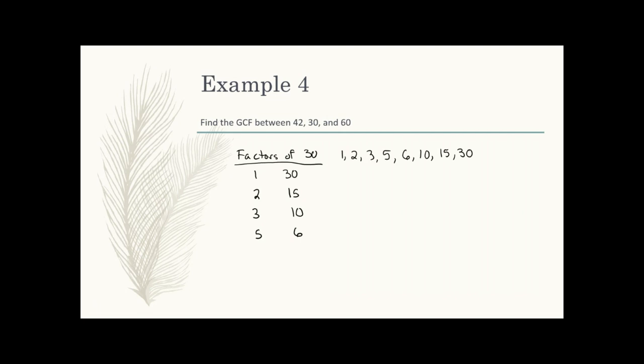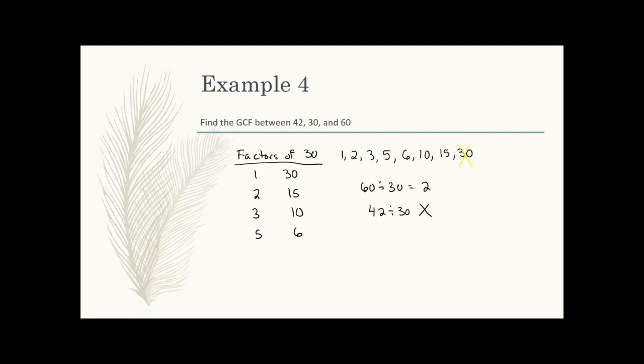And I'm going to see, can I divide that into each of my other choices? So 60 divided by 30 comes out to a whole number, 2. But 42 divided by 30 gives me a decimal. So 30 is not my greatest common factor. So I could just cross that out.